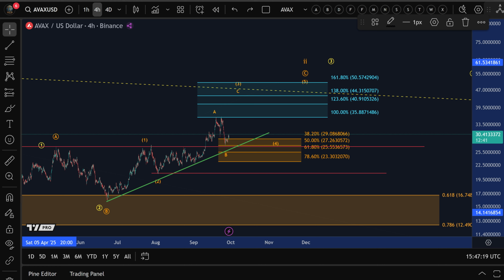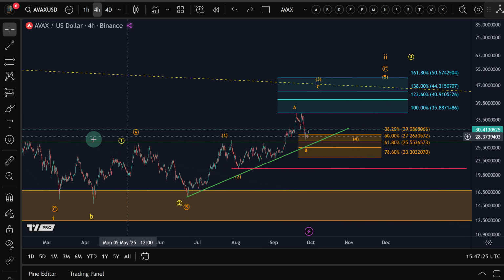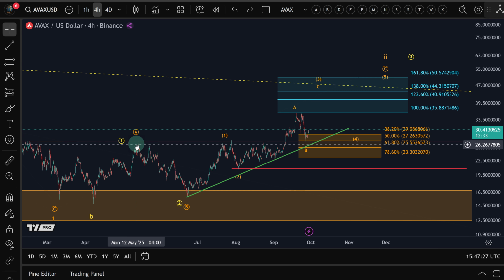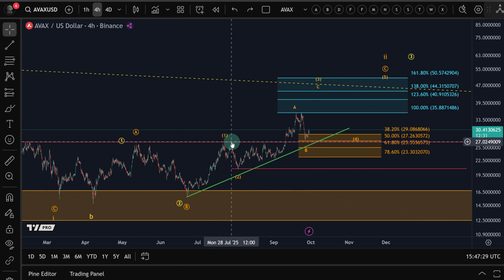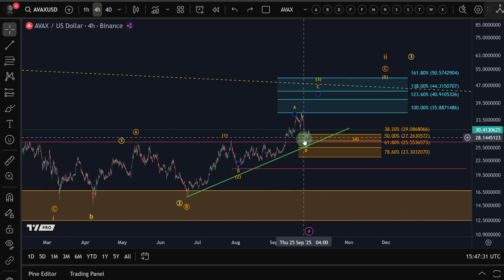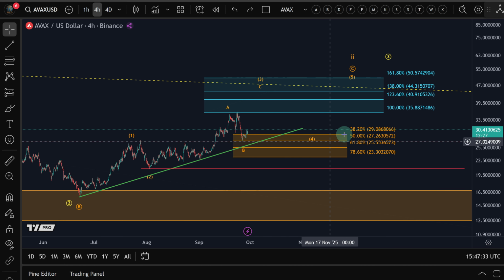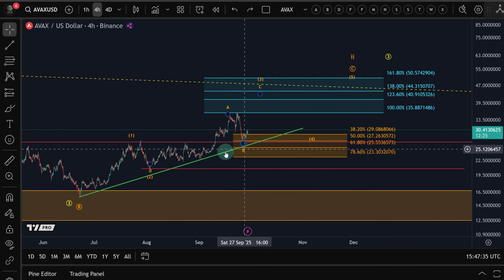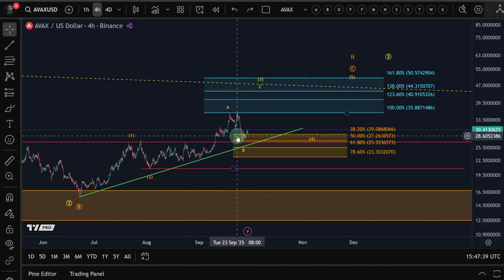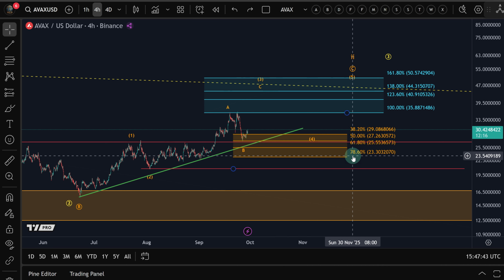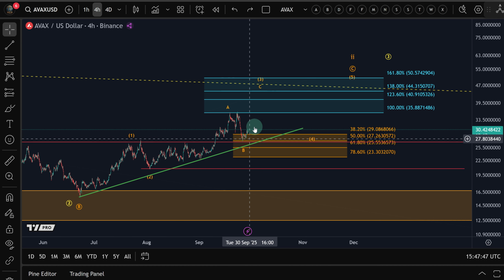So AVAX is currently following the plan so far. The price found support here around the structural support levels that we talked about in the last video, around $27 and around the 50% retracement of this last rally. You might remember from previous updates that the idea was that the price could find support in this region between $23.30 and $29.08. We have a small reaction here.